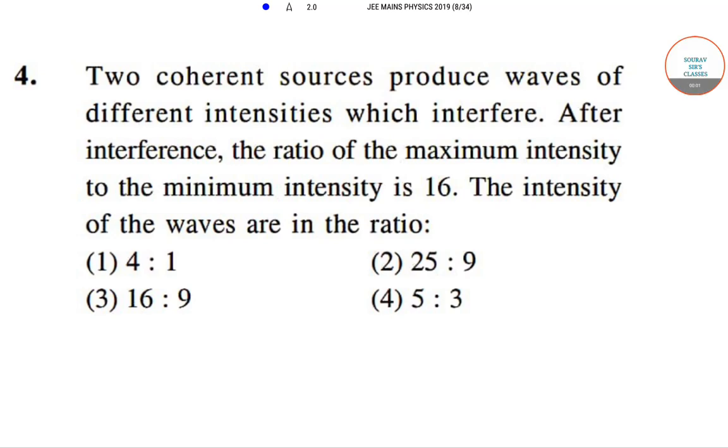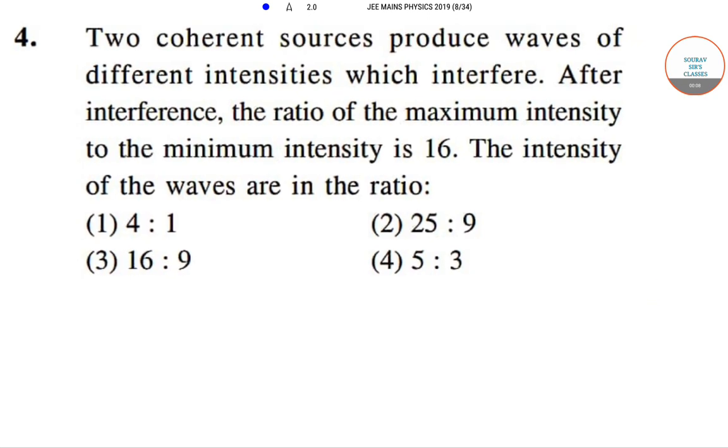Here the topic is Joint Entrance Mains Physics Question Paper 2019. So let's solve this question. Here two coherent sources produce waves of different intensities which interfere. After interference, the ratio of the maximum intensity to the minimum intensity is 16.